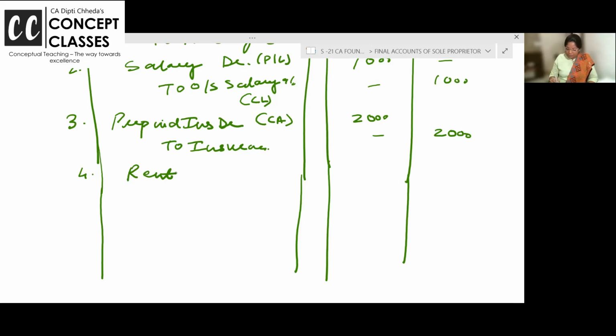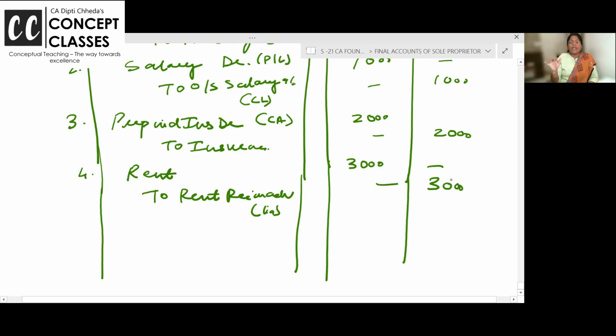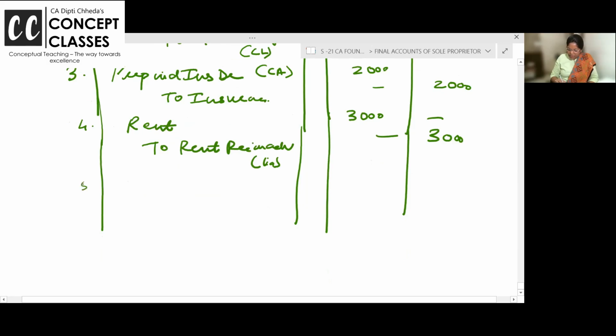Debit that income, rent. Rent received in advance is a liability. Rent received in advance is a liability. Rent you have received extra. Bank to rent 30,000, whereas it should be 27,000. So 3,000 you debit to rent and credit rent received in advance.